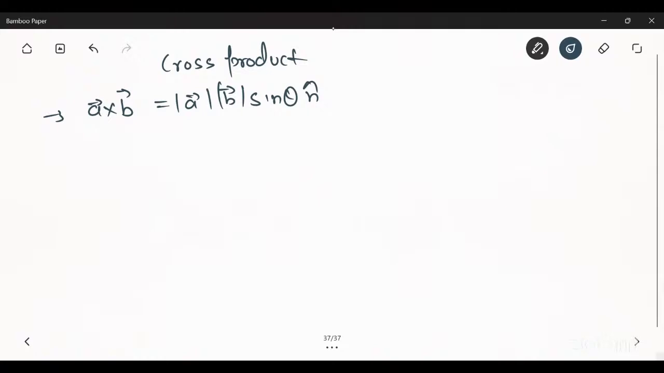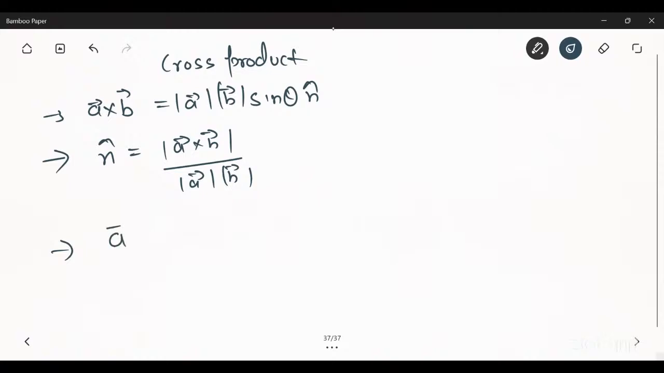Now, next is the value of n cap. n cap is always mod A cross B upon mod A mod B. Next, it does not follow the commutative law. That means A cross B does not equal B cross A, because A cross B is always equal to minus of B cross A.